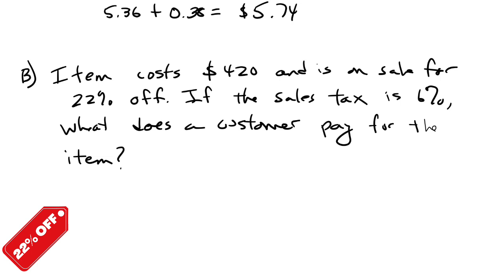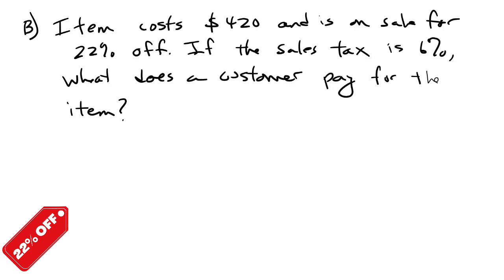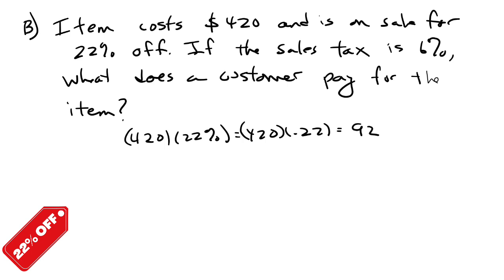Item is $420. It's on sale for 22% off. Sales tax is 6%. What would the customer pay for the item? Let's see. So we have to take the $420 item, multiply it by 22%, which means we're multiplying 420 times 0.22. When I do that, I get 92.40. That is the discount. That means that's how much comes off.